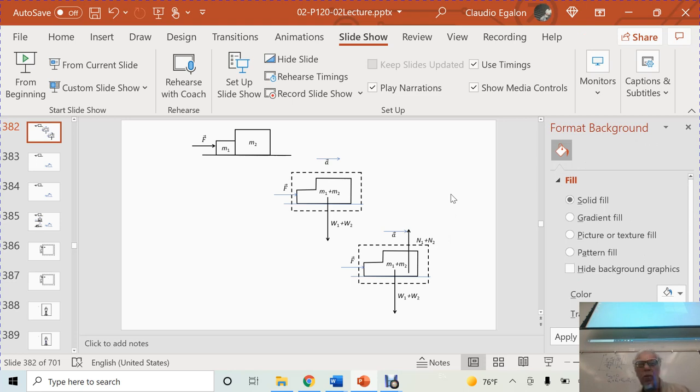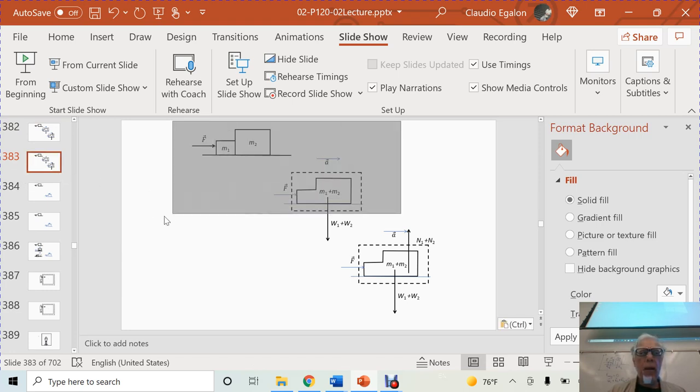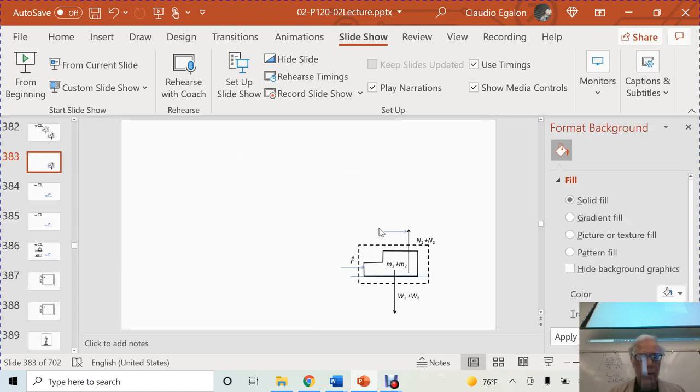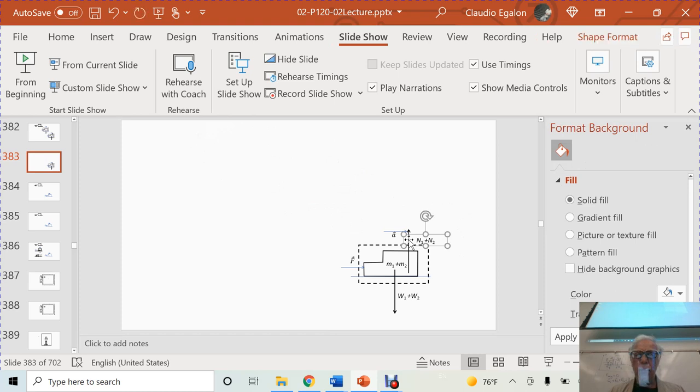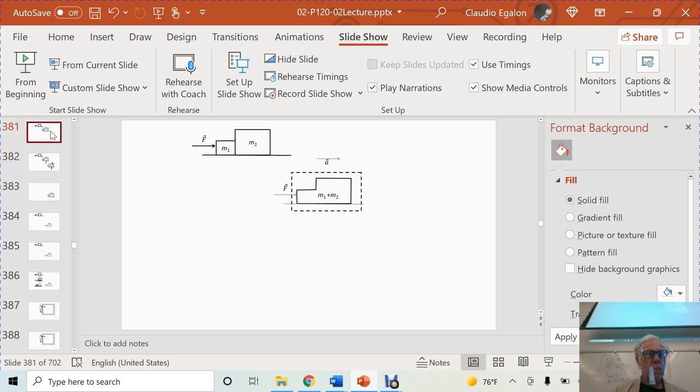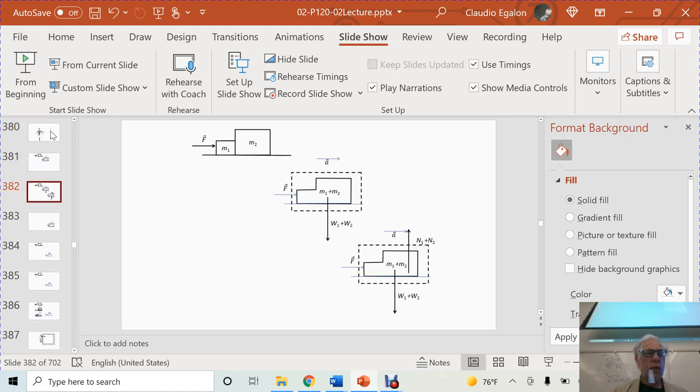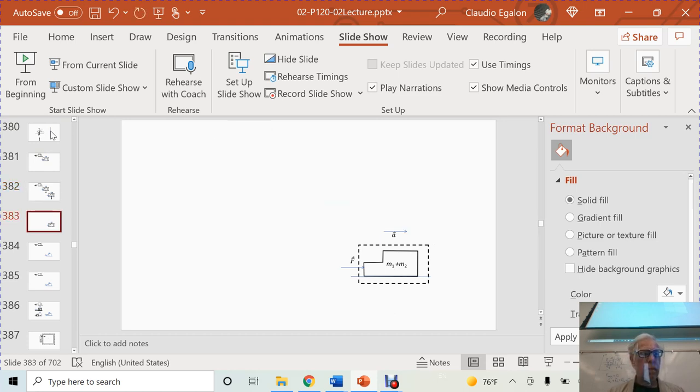Okay. So strictly speaking, the only force acting on this object is going to be the horizontal force F. Okay. No friction. There's no friction whatsoever. And now we are ready to solve the problem.